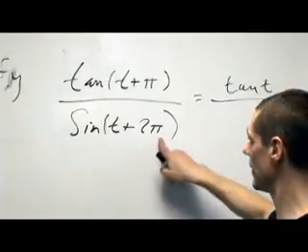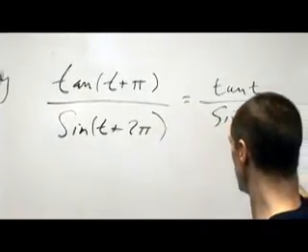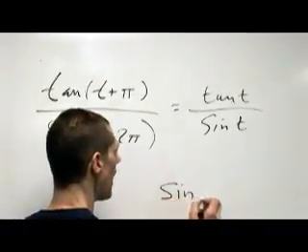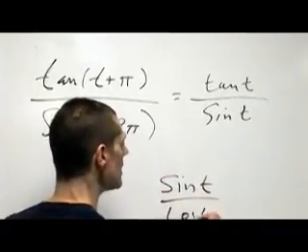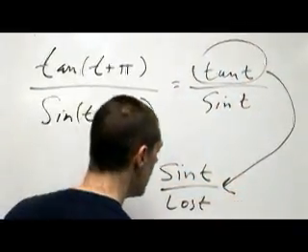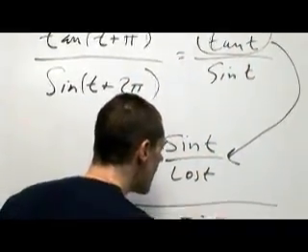And sine has period 2 pi, so this is sine t on the bottom. So this is sine t over cosine t. This is tangent right here. So this bit is equal to this, divided by sine t.